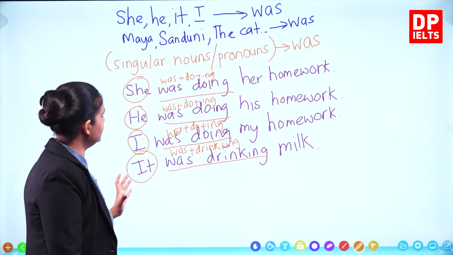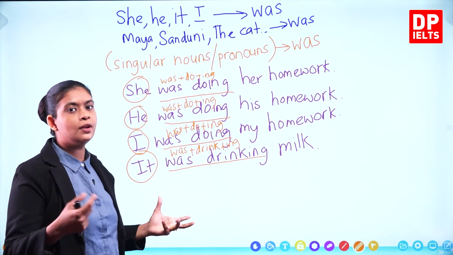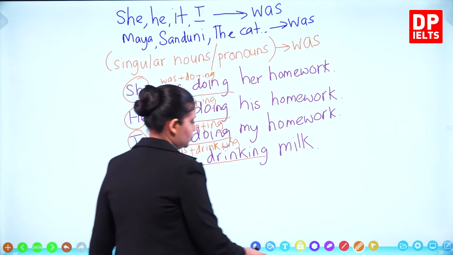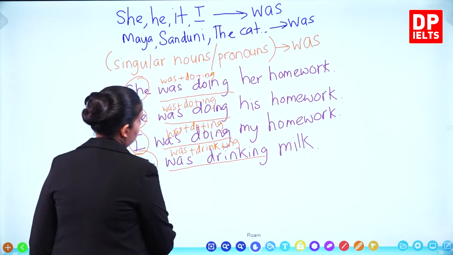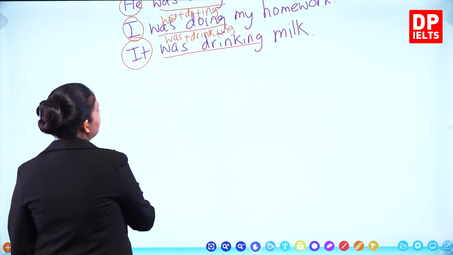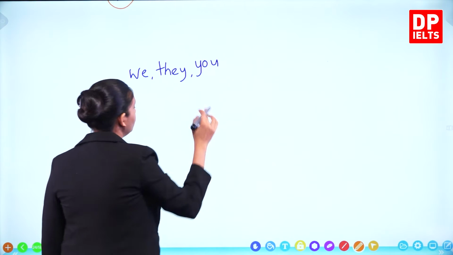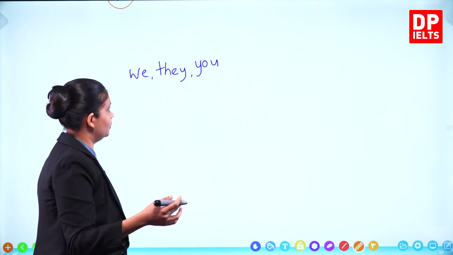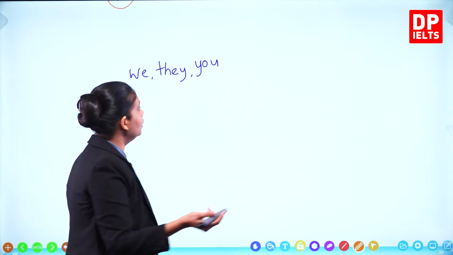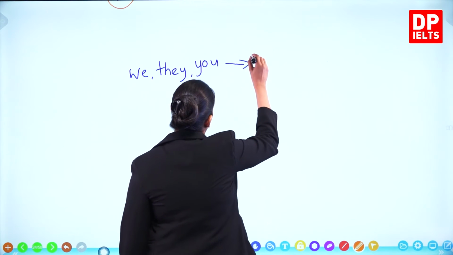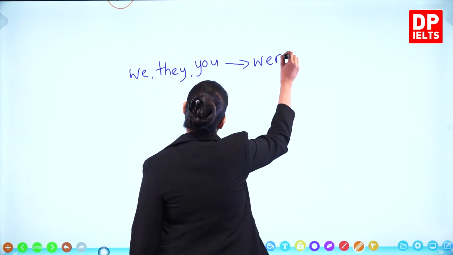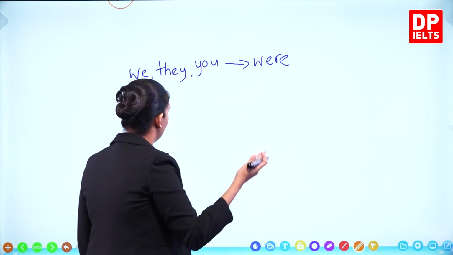So basically, this is about the singular nouns or pronouns which are used with was or were. So it is used with was. Let us have a look at the plural form. We, they, you, which acts like a plural. We use it with were. Okay? We were, they were, you were.